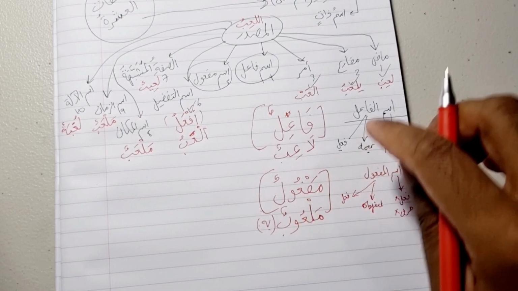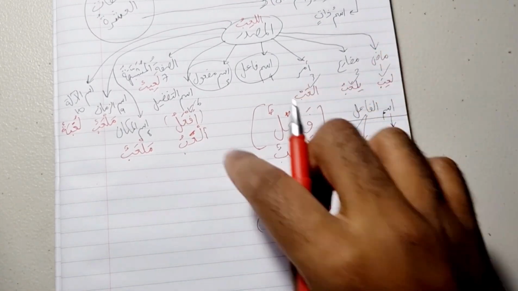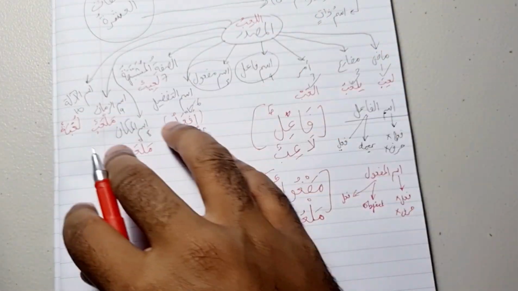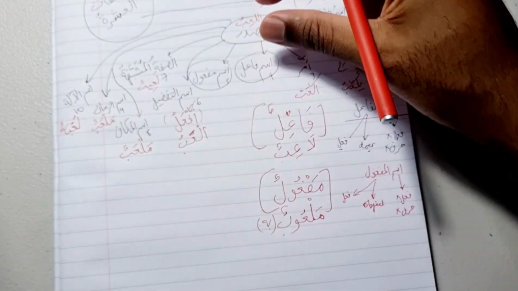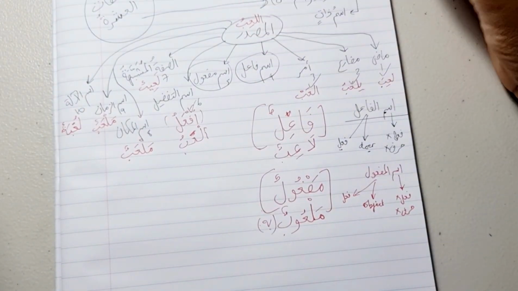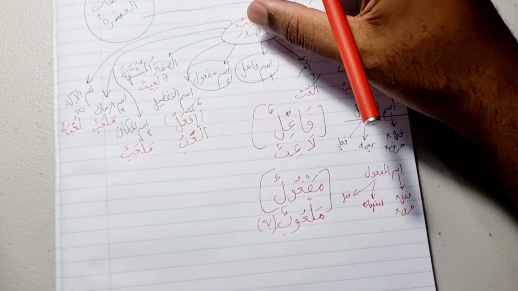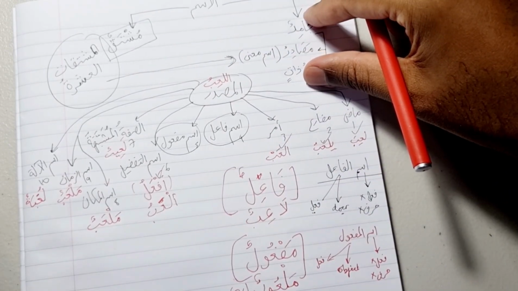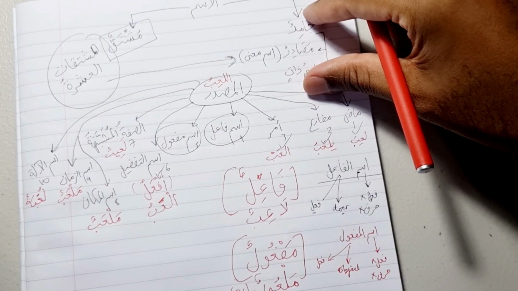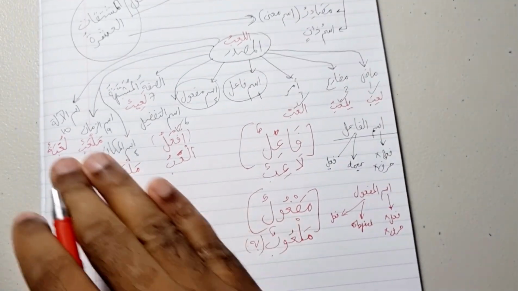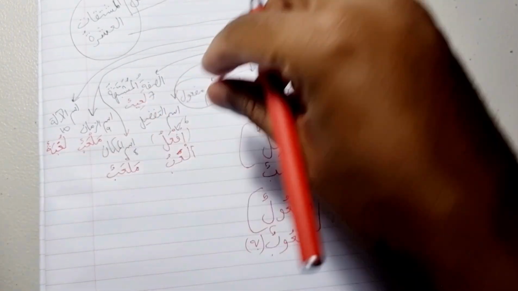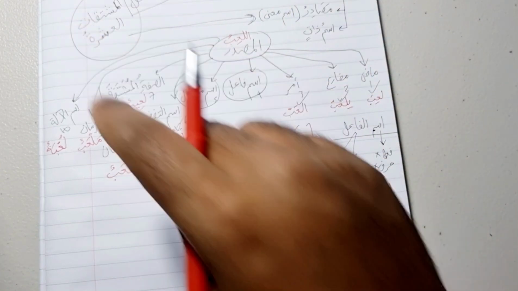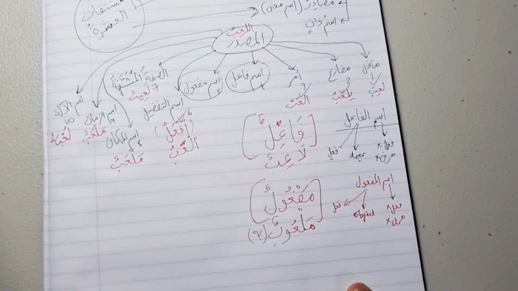So see how we've derived 10 different words, derivatives, mushtaqat, from al-la'ib, from one word. This is the source primary word, which was a mastar, jamid. This is the word that the Arabs pronounced initially. It was not taken from anything else. Whereas these other ones were taken from this. Hence they are mushtaqat. Okay.